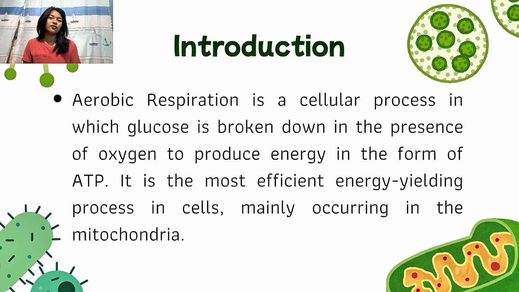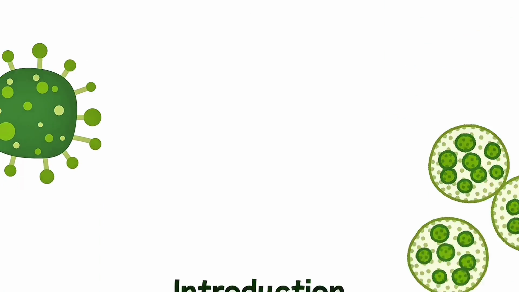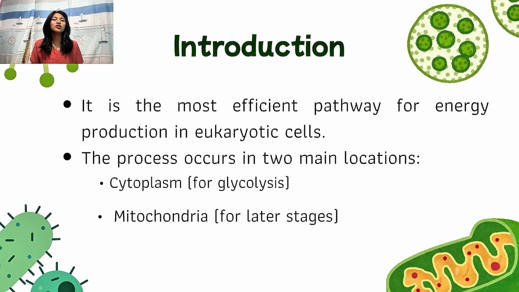It is the most efficient energy-yielding process in the cells, mainly occurring in the mitochondria. Also, it is the most efficient pathway for energy production in eukaryotic cells. The process occurs in two main locations: cytoplasm for glycolysis and mitochondria for later stages.